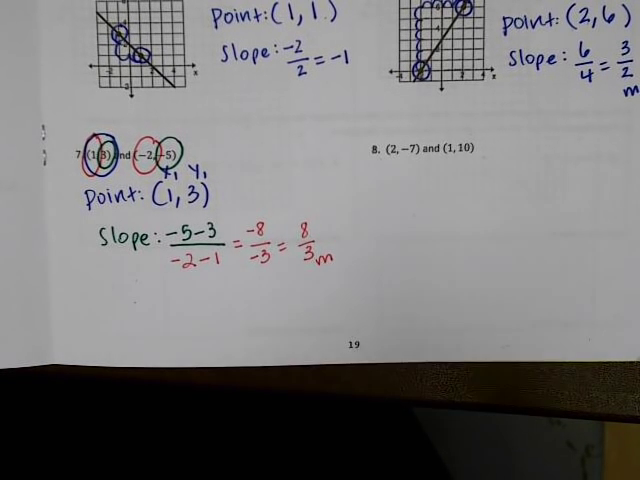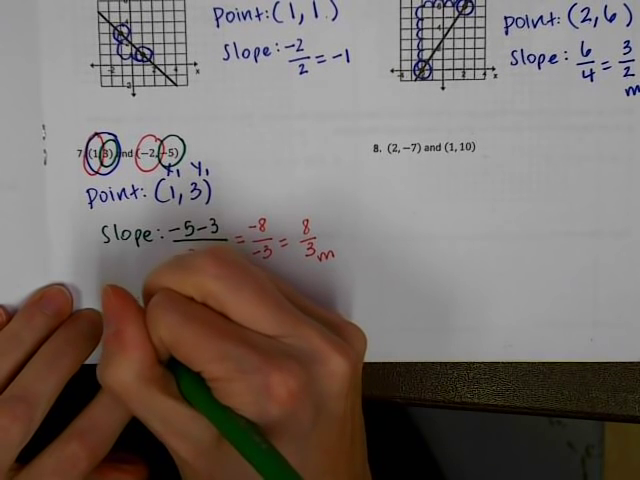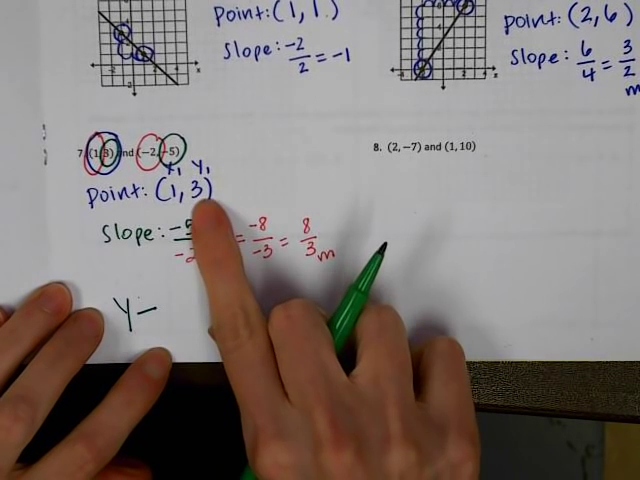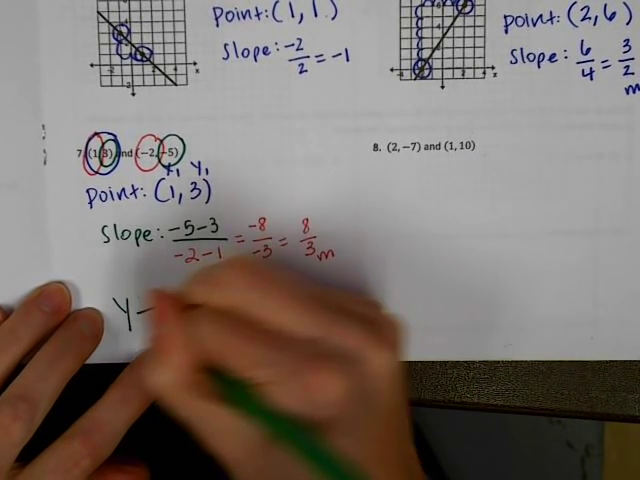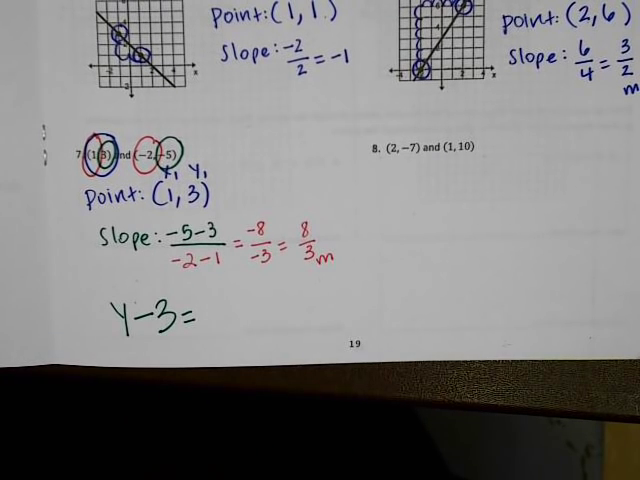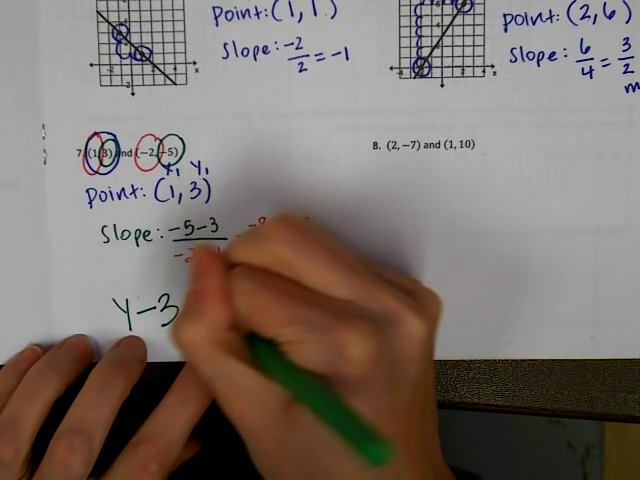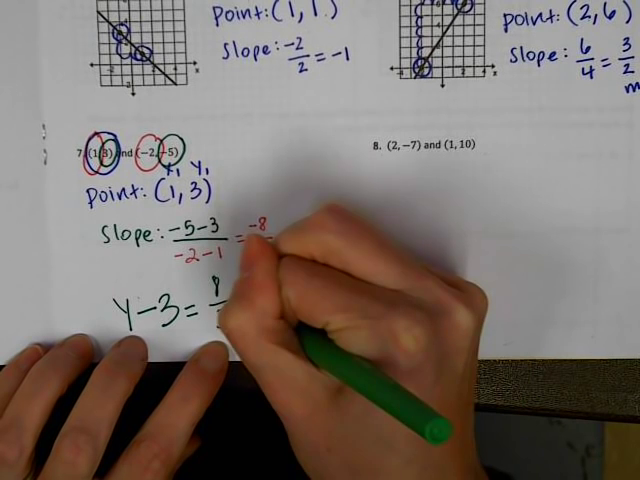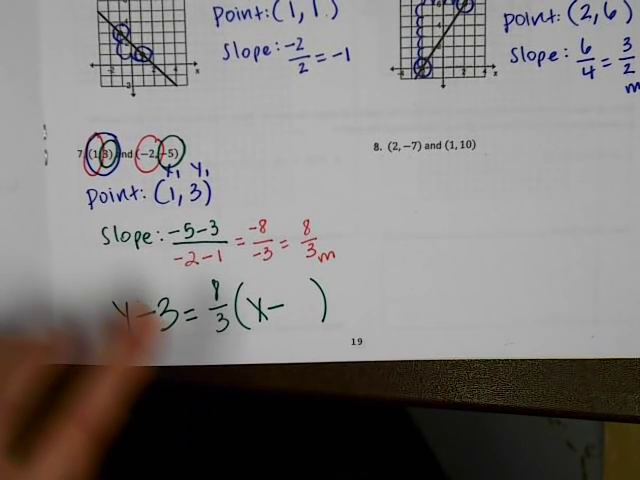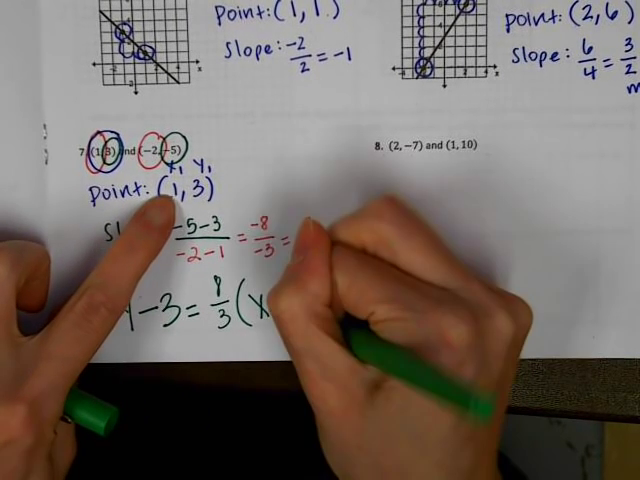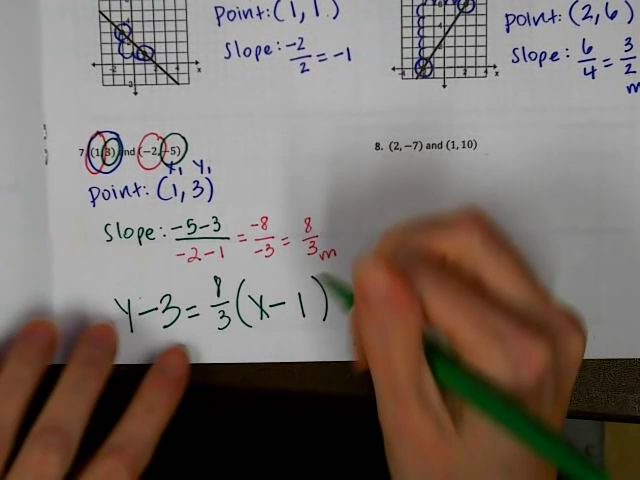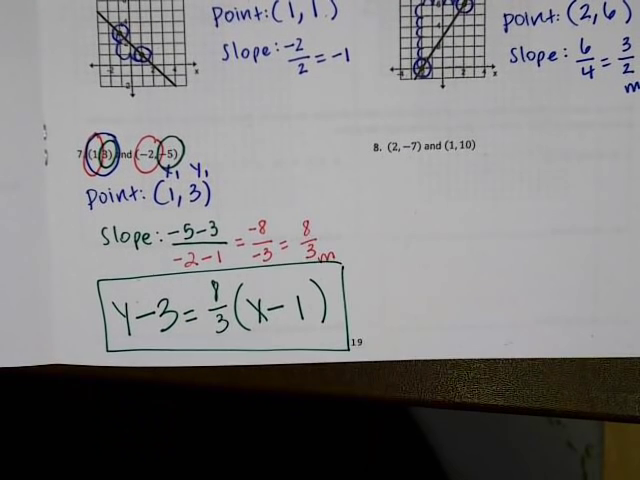Okay, now let's plug everything into our formula. It's y minus y1, so y minus 3, equals m, which is 8/3, times x minus x1, which is 1. And again, leave your answer like that.